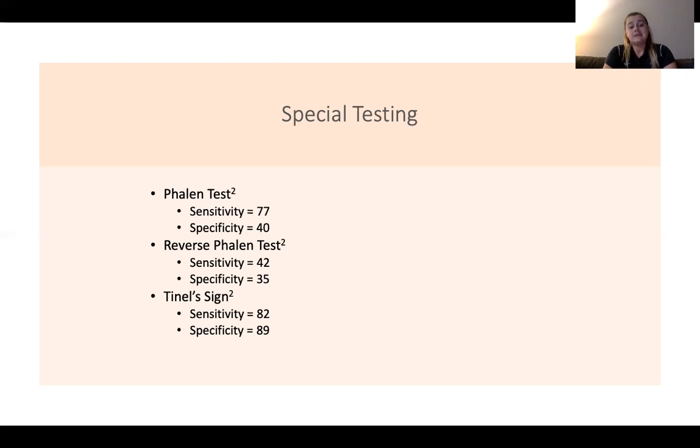And finally, Tinel sign, sensitivity of 82 and a specificity of 89. I would definitely use this to rule in and out carpal tunnel. It's much more reliable than the other two.